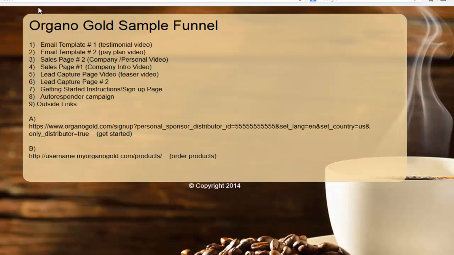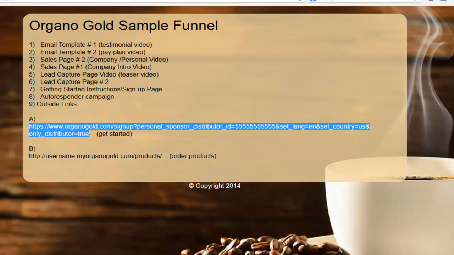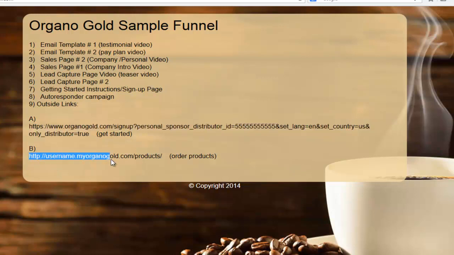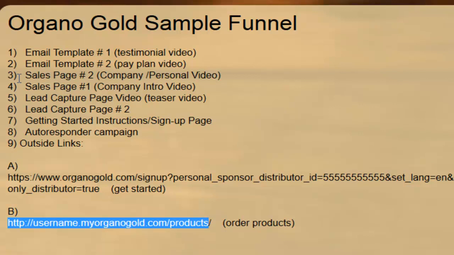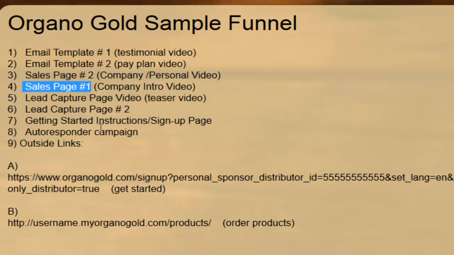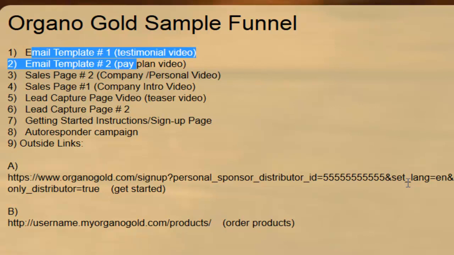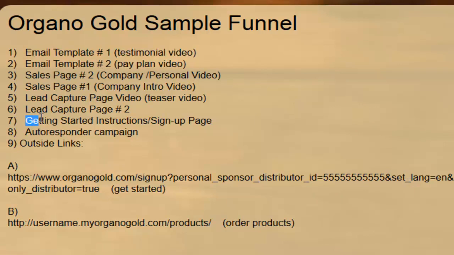Welcome to the next video in the Organo Gold sample funnel. So far we have grabbed a couple of outside website URLs that we're linking to from this funnel. We created sales page 2, which links to a couple of different outside website URLs. We created sales page number 1, a couple of email templates, and now what we're going to go over is the getting started instructions page.